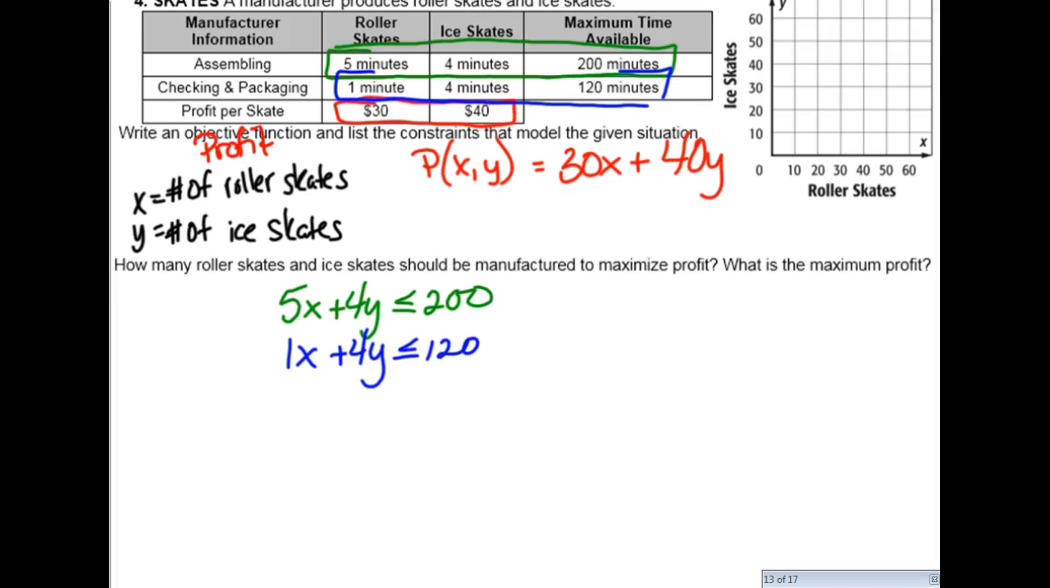Now, there's some natural constraints we haven't talked about. You can't make -5 roller skates, can you? So X must be greater than or equal to 0. And then same thing with the ice skates. Can't have negative ice skates either.